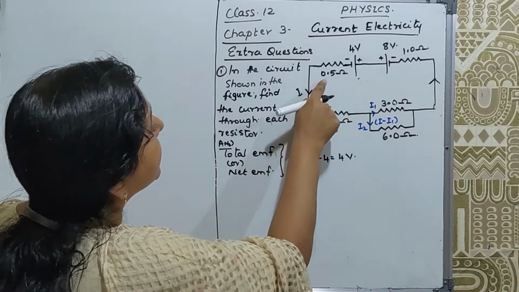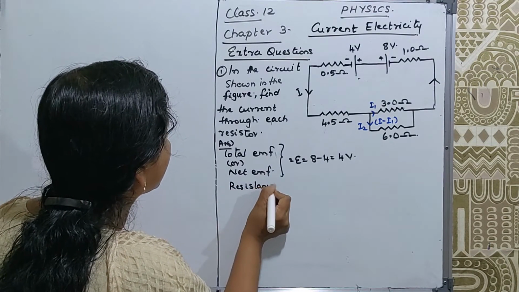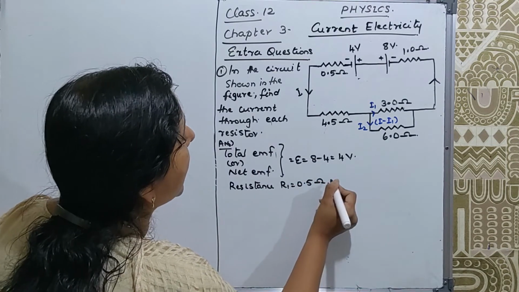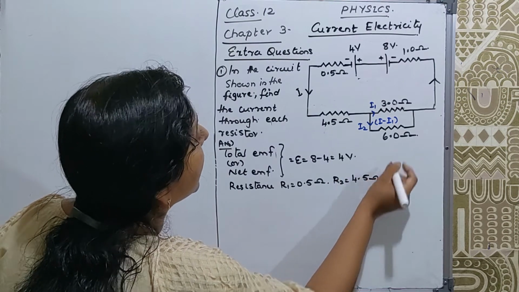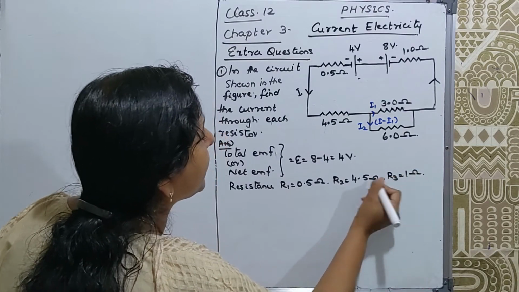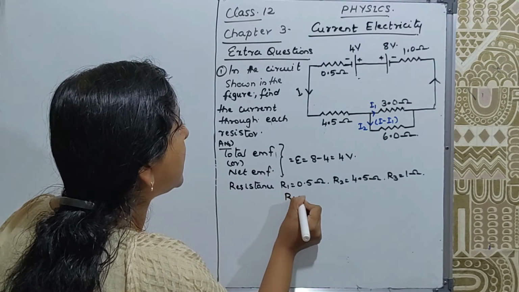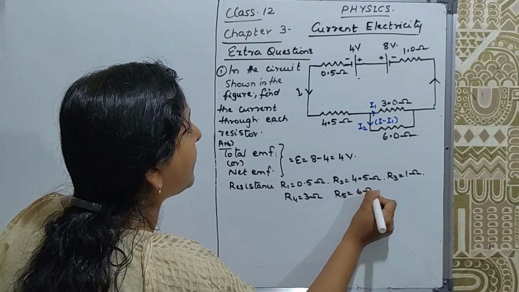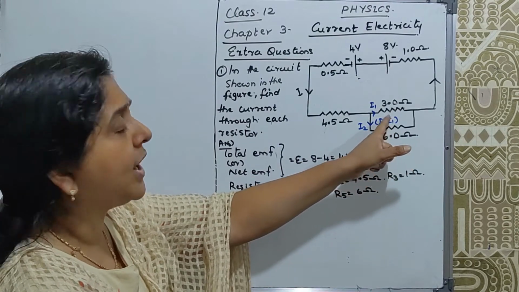Now here, resistance R1 we will take as 0.5 ohm, R2 as 4.5 ohm, R3 I am taking first as 1 ohm. Now R4 and R5 I will give: R4 equal to 3 ohm, R5 will be 6 ohm. Now here, first, R4 and R5 are in parallel.